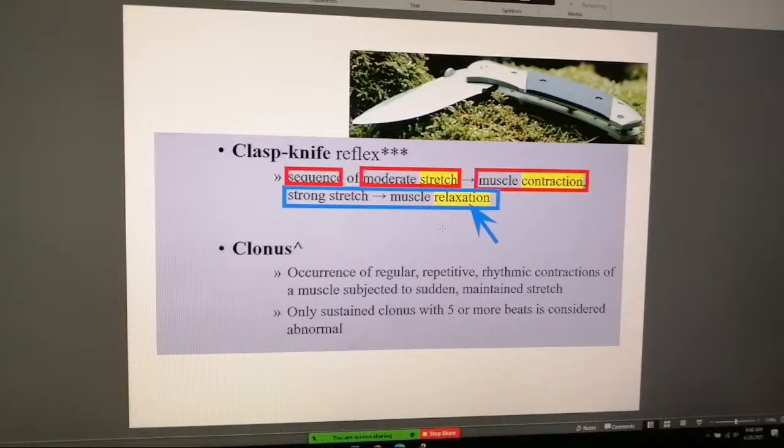Okay, this muscle stretch inducing muscle contraction is due to your muscle spindle stretch reflex, while the eventual relaxation and giving in is due to GTO, inverse myotactic reflex or inverse stretch reflex. Okay, you will understand this complete sequence when we discuss, inshallah, in a bit, the GTO reflex.